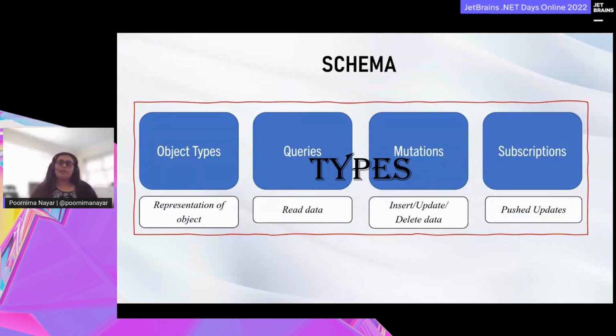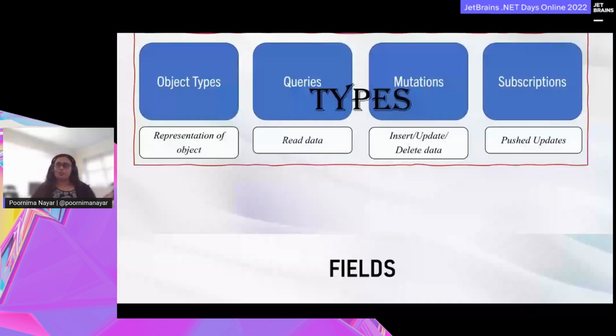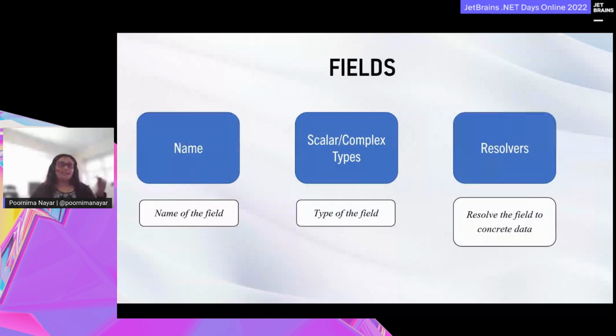So remember a few slides ago I spoke about having types and specifying fields. So every type, regardless of whether it's an object type or an operation type like query, mutation, subscription, they are all types, and types have fields. So if I think about my user object type, the ID, name, title, description, all that can be fields. And each field has a name that is used to identify the field in your queries. Each field has a scalar or complex type, which is the type of the field. And then each field is given meaning by the resolvers. The resolvers are the functions which convert fields into concrete data.